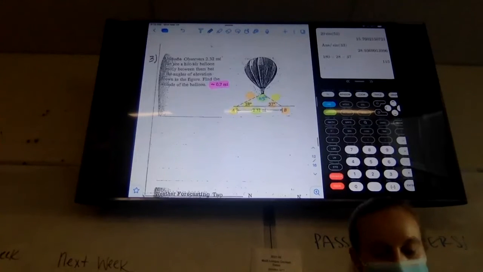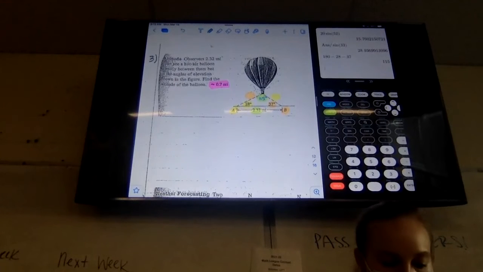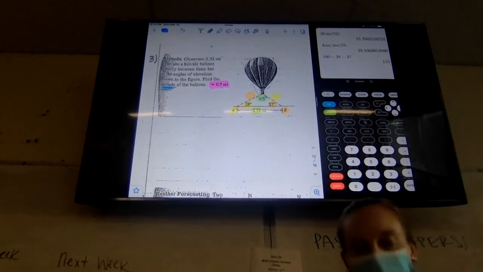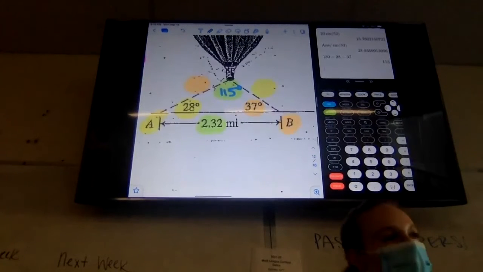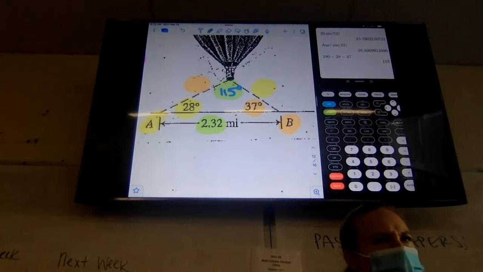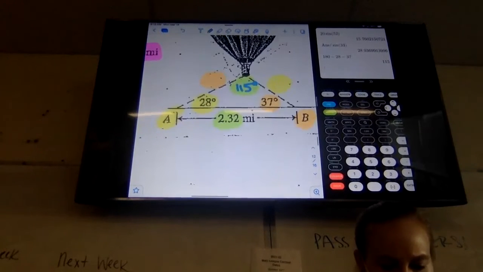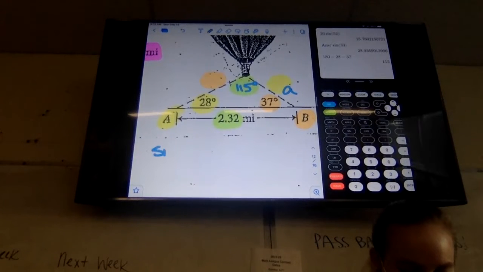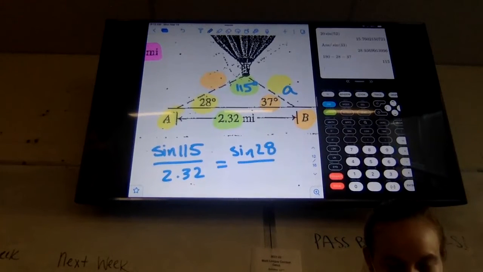Now, my end goal is not to find both distances from the observers to the hot air balloon. My ultimate goal is to find the altitude of the balloon, which is not even shown yet. So what we're going to do is find either little a or little b, and that's going to help us find the altitude. Do you guys care which one we find? No, truly doesn't matter, right? Let's just find little a because we're across from it, okay? So we're going to do the yellow one. I'll say sine of 115 over 2.32 equals sine of 28 over little a.